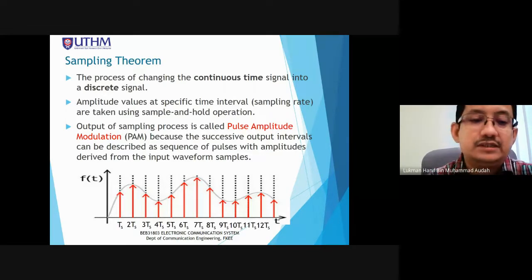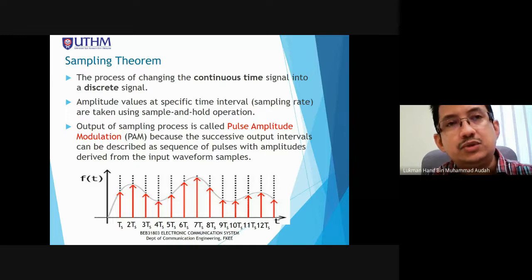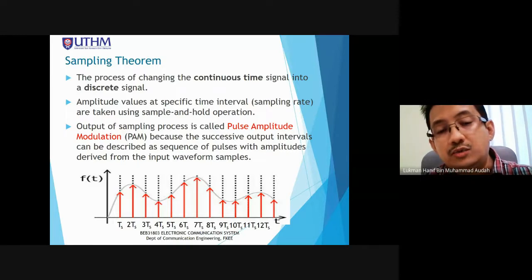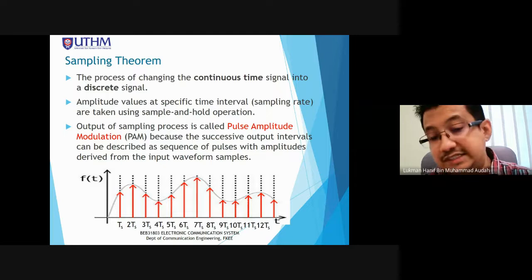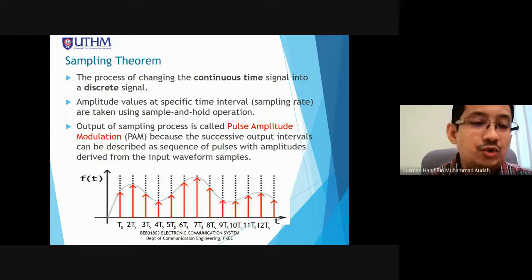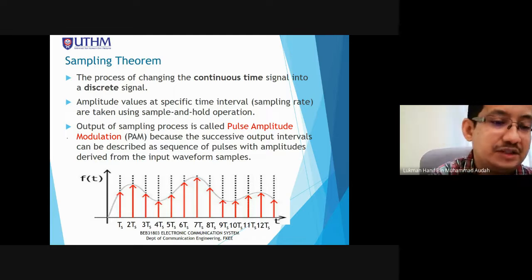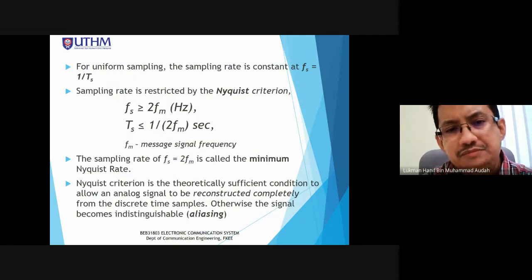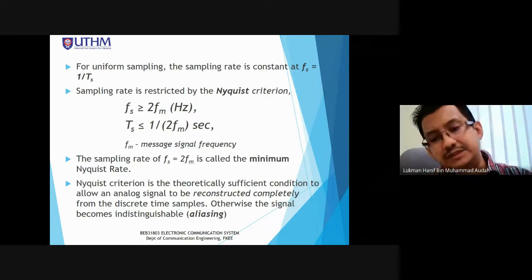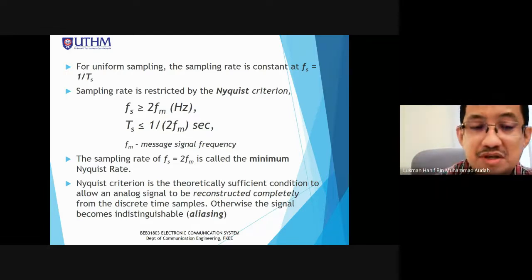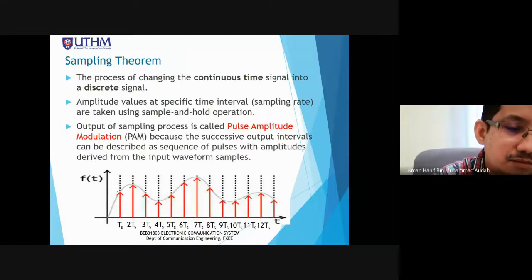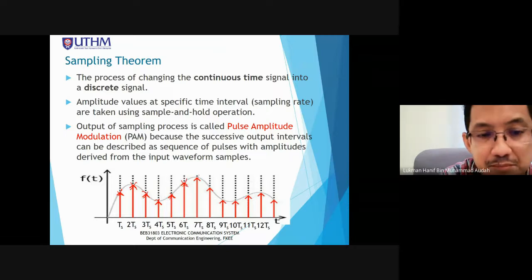Sampling process is the process to convert a continuous time signal into a discrete time signal, which is known as the pulse amplitude modulation signal, PAM signal. Regarding the sampling process, sampling means that we take samples from the analog input. Kita ambil sampel, beberapa sampel, sebanyak mungkin sampel yang boleh. We take samples.